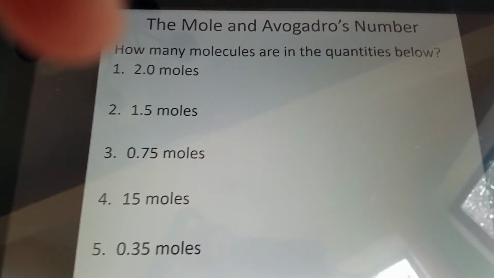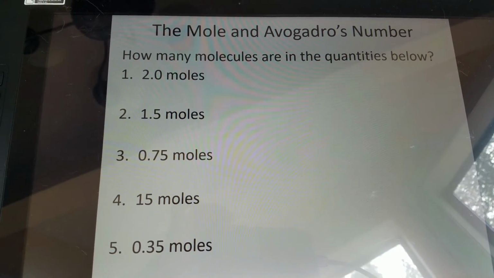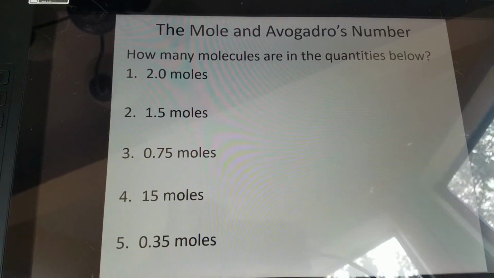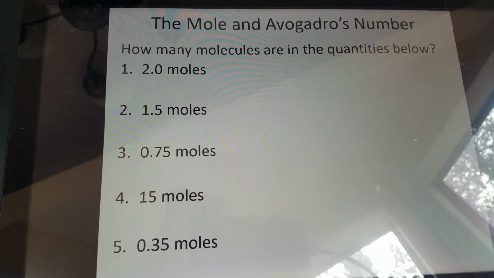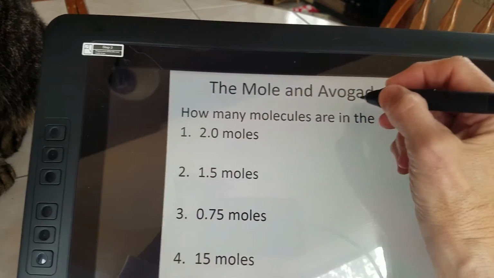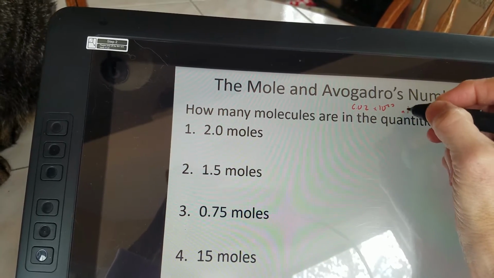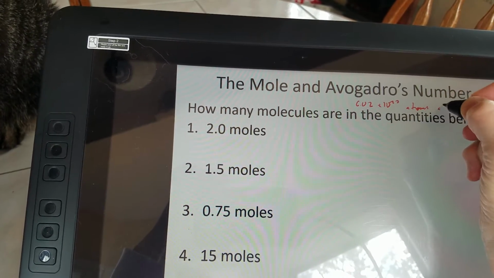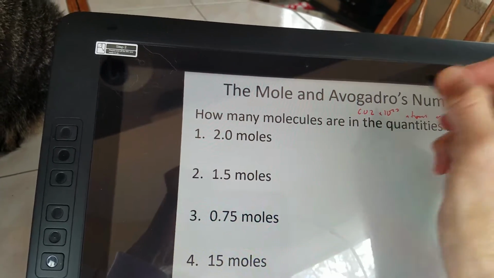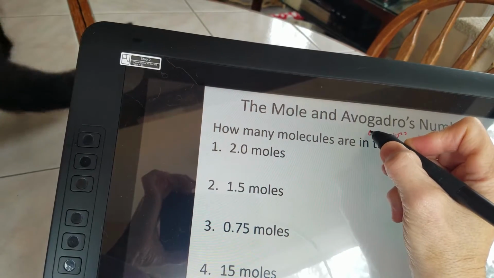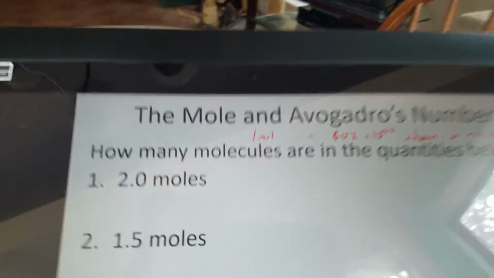Now we're going to look at moles and molecules or atoms, and also some conversions between grams and this as well. So the first thing we're going to do, remember Avogadro's number is 6.02 times 10 to the 23. That's equivalent to atoms if you have a single element, or molecules if you have a compound. So we're going to use that conversion factor.